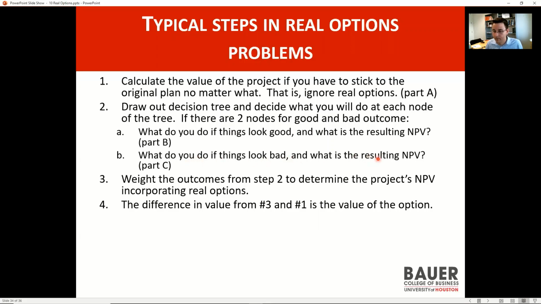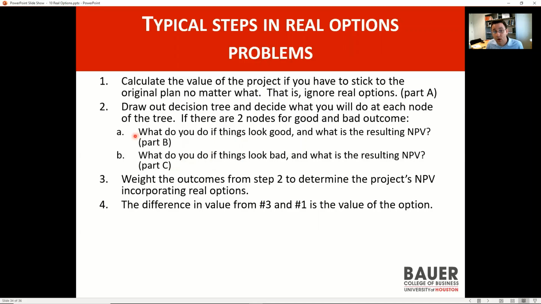Part C of a problem would be, if things look bad, what do you do, and what is the resulting NPV? Generally, for an option to have value, you have to do something different if things look good than if things look bad. If you do the same thing no matter what, if you just stick to the plan, then you're all the way back in part A. You're just sticking to the plan blindly, so your value is not going to be any different than part A. The option has value if you're changing your actions depending on which state of the world you find yourself in. So that would be part B and part C of a problem.